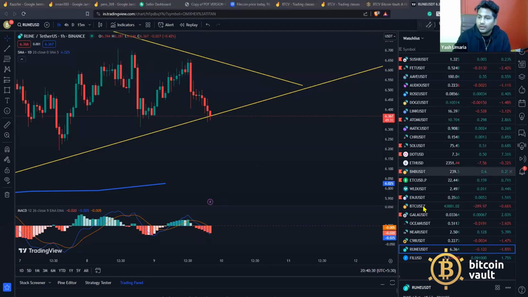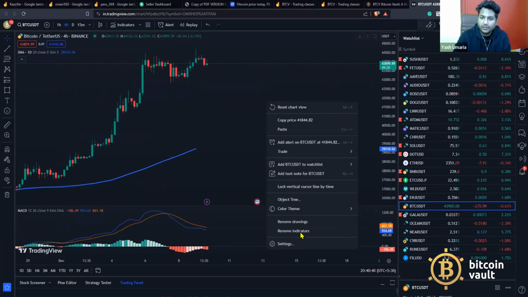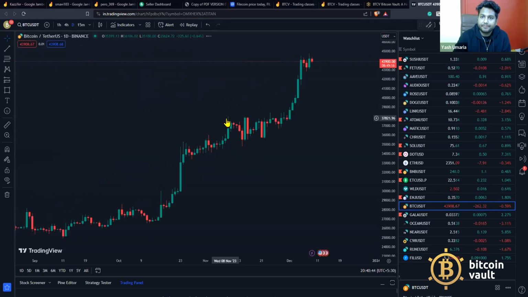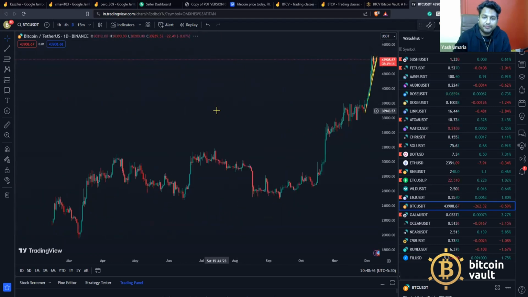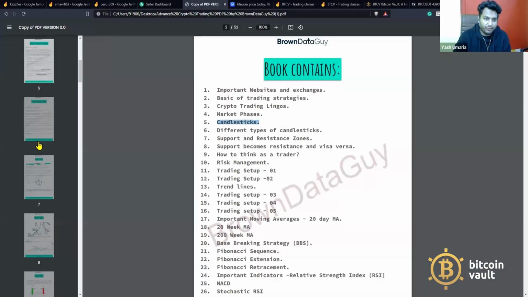Okay, let's go on Bitcoin. I think everyone is familiar with Bitcoin, so we'll be using Bitcoin. Let's remove every indicator. Now it's more clear. First and foremost, we have two different types of candlestick.